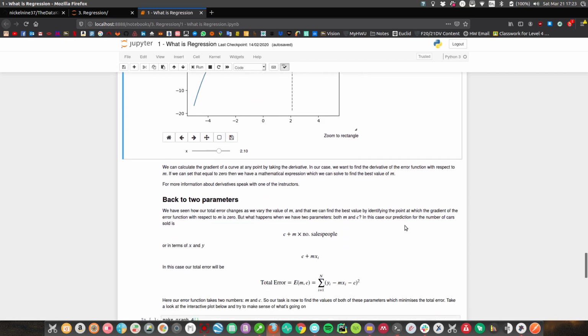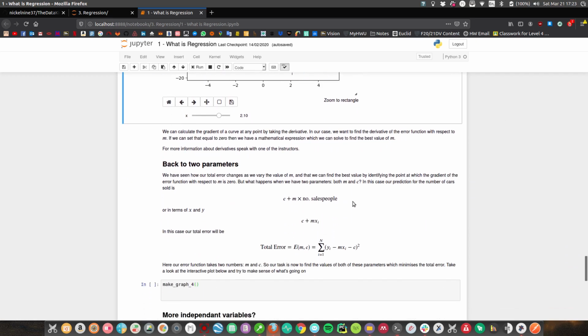Okay, so we're going to now go back to the 2-parameter case. So now we're going to stop assuming that c is 0. So maybe we run an online business, and when we hire no salespeople, we also do sell some second-hand cars. So in that case, when the total number of salespeople is 0, we would expect that the total number of cars we sell is not 0.